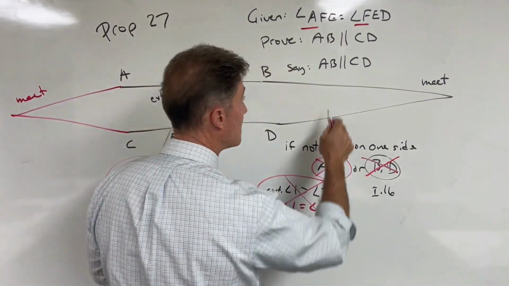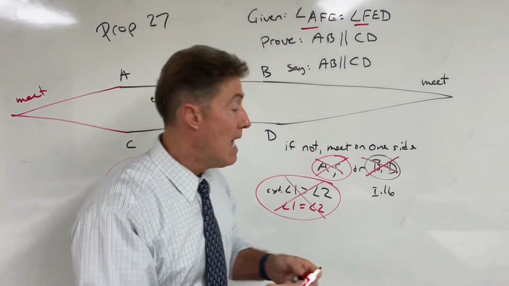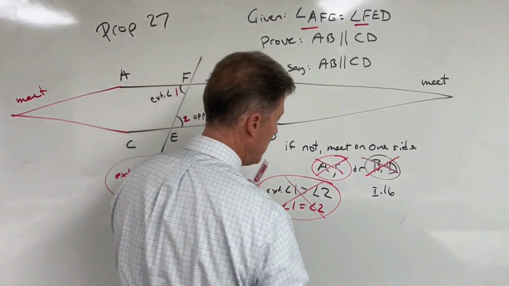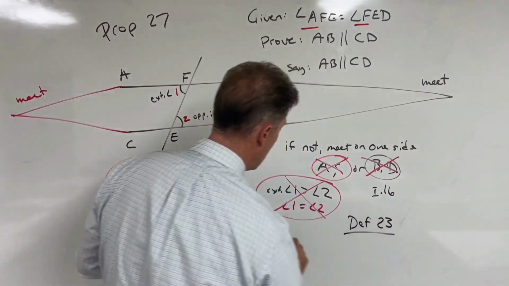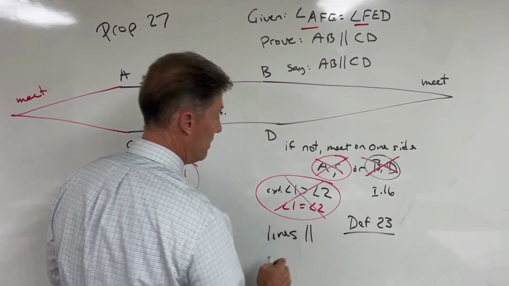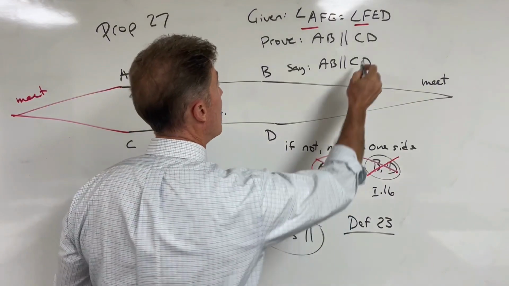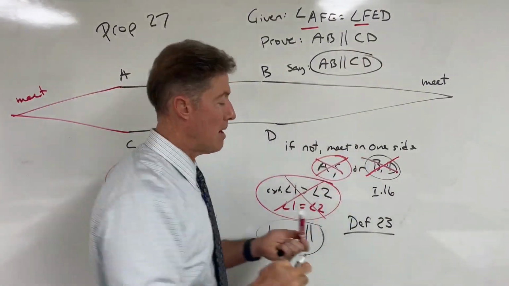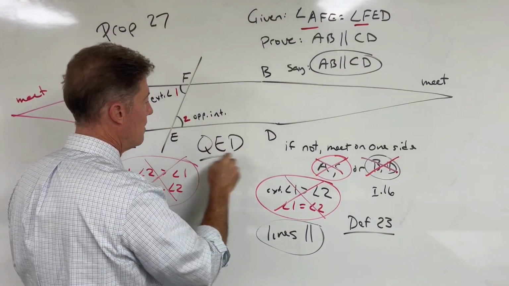And if they don't meet on side BD and they don't meet on side AC, then they don't meet. And definition 23 of Euclid's Elements tells us that lines that don't meet are parallel. These lines don't meet on either side, therefore they are parallel. Therefore, AB is parallel to CD. And since we've proved that, we conclude with QED.